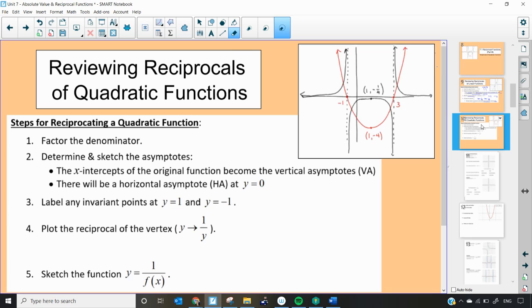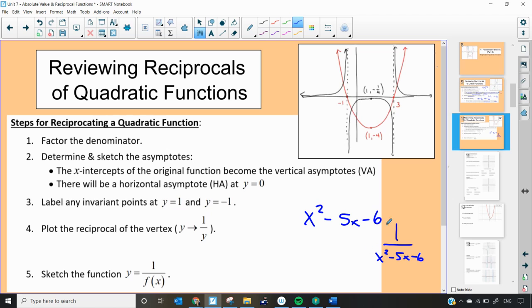And if I have a graph that crosses the axis at two different points, so in other words, two x-intercepts, I could have two vertical asymptotes. So once I have my function, let's say my original function is y equals x squared minus 5x minus 6. If I take the reciprocal of that function, that would be 1 over x squared minus 5x minus 6. Well, if that's my reciprocal, what I'm first going to do is factor the denominator. Remember, we talk about that F word in math. The F word is factor. And so we're going to factor the denominator.